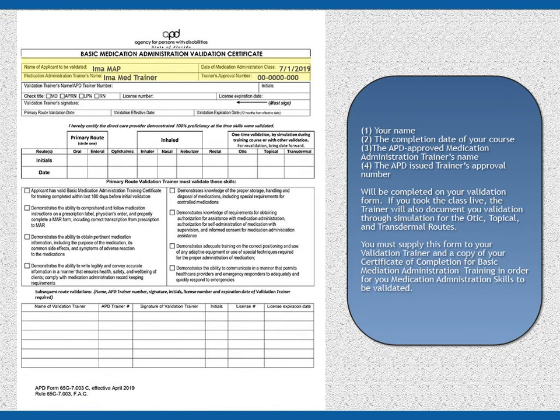The information that your medication administration trainer will fill out for you is below. 1. Your name. 2. The completion date of your course. 3. The APD approved medication administration trainer's name. 4. The trainer's approval number that was issued by APD. This information will be completed on your validation form.